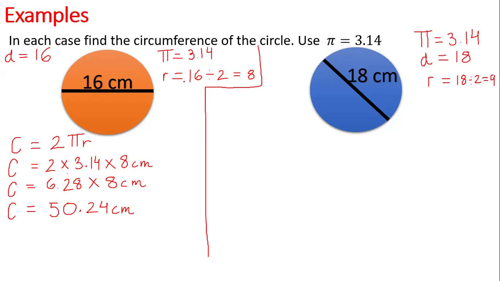Who still doesn't understand this so far? Let me know if you don't understand. Okay, so now that we have the radius, we have to use the formula, right? So C is equal to what?